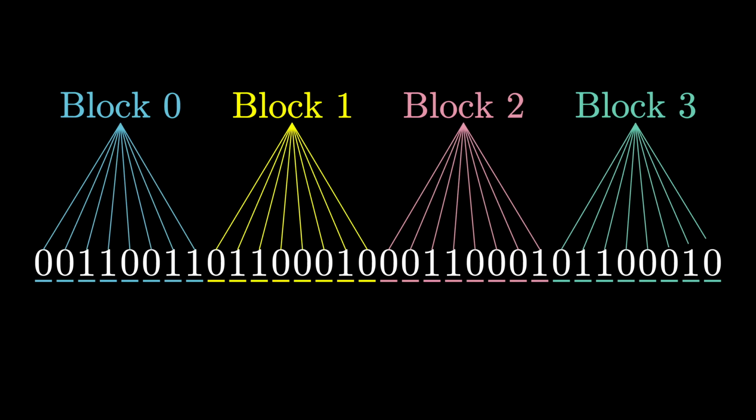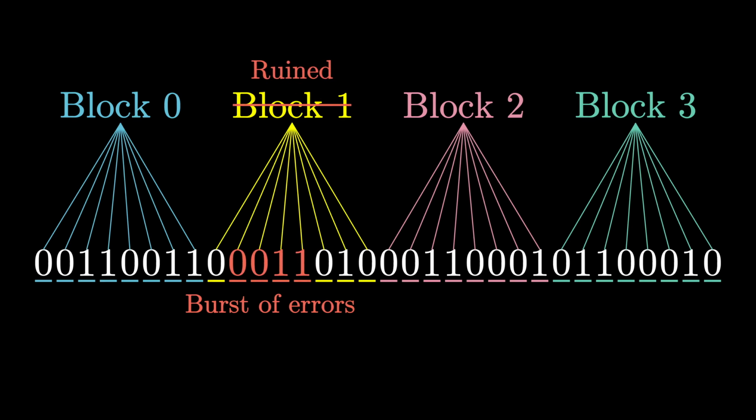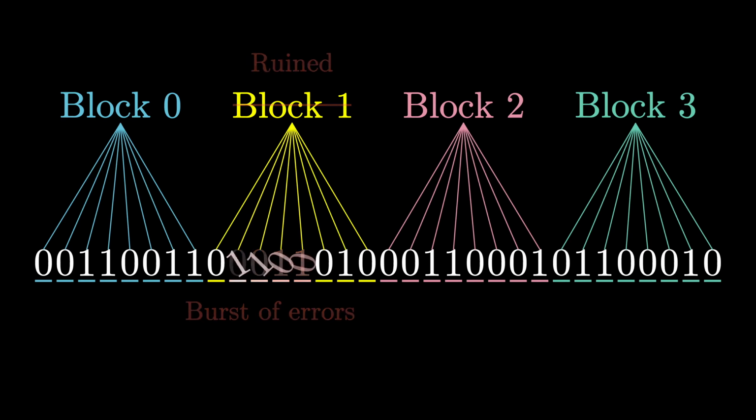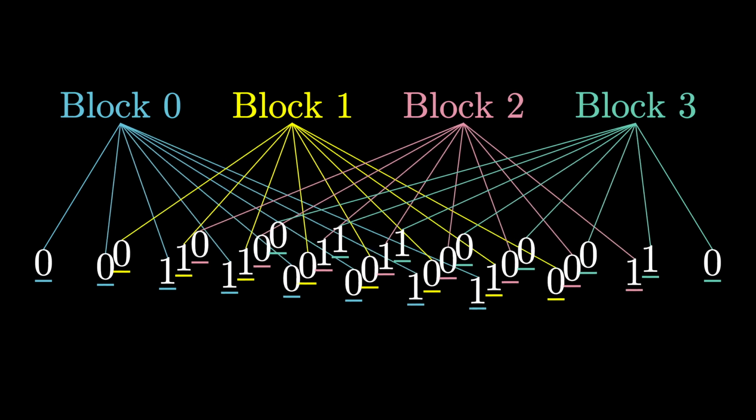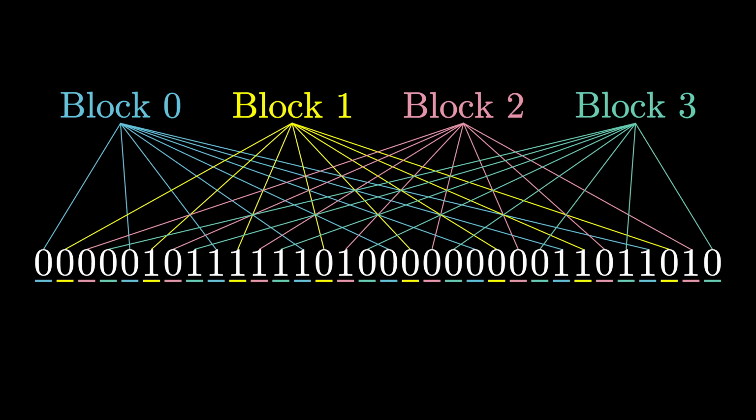Also, in practice, errors tend to come in little bursts, which would totally ruin a single block. So one common tactic to help spread out a burst of errors across many different blocks is to interlace those blocks, like this, before they're sent out or stored.